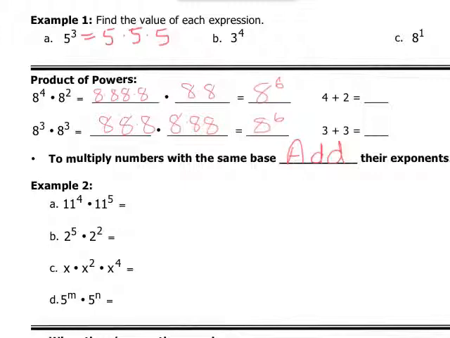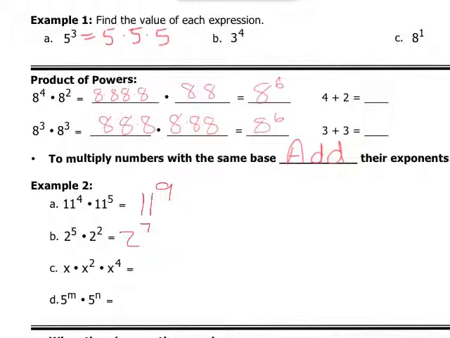All right, you have 4 to try. It says example 2. I want you to do those 4 together with your partners. Go ahead. Okay, on A, I have 4 11s and 5 more 11s, so that makes 9 11s, so 11 to the 9th. On B, I have 5 2s and 2 more, that makes 7 2s, so 2 to the 7th. On C, what is x? x to the first, right? It's just a single x.